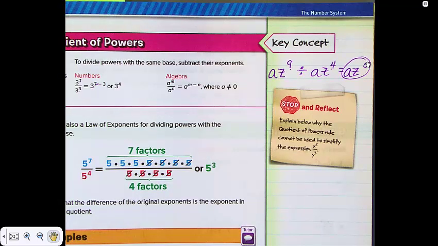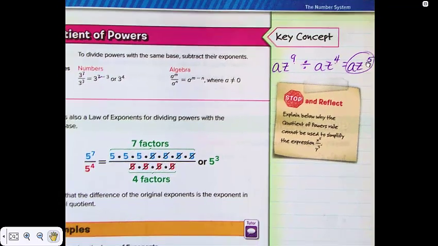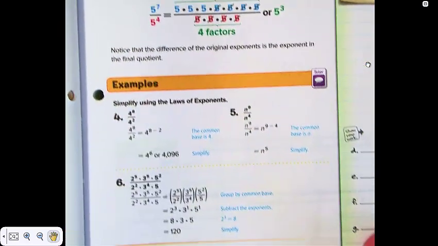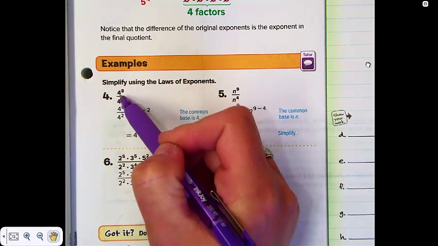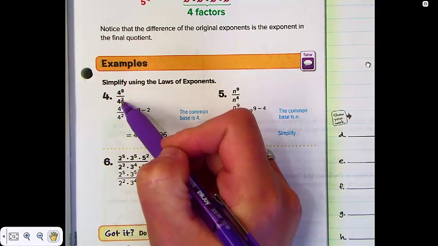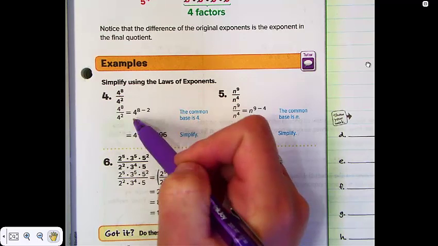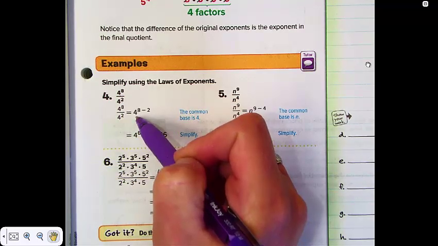If it's a multiplication problem, you add the exponents. So now let's look down here. I have a common base of 4. I have a 4 as the big number on top and a 4 as the big number on the bottom. So the base in my answer is going to be a 4.